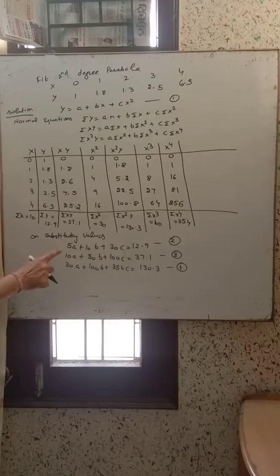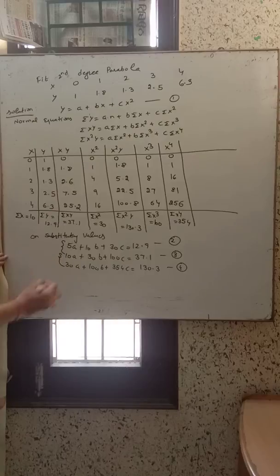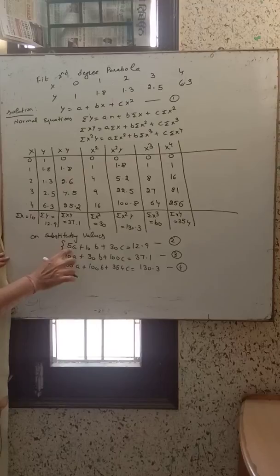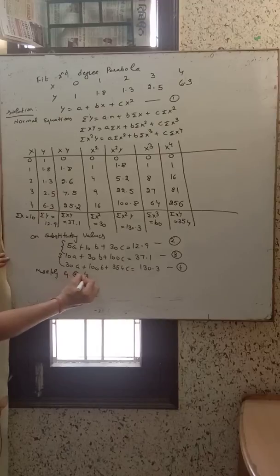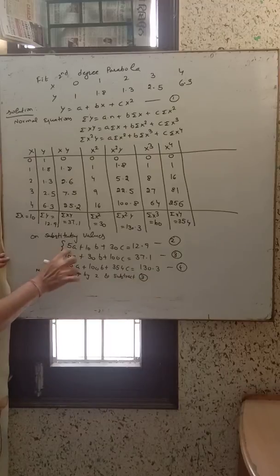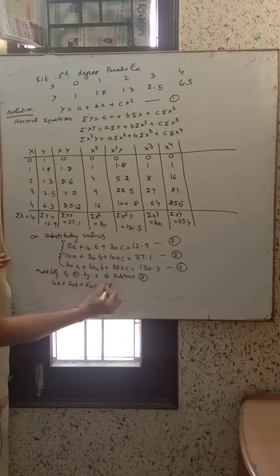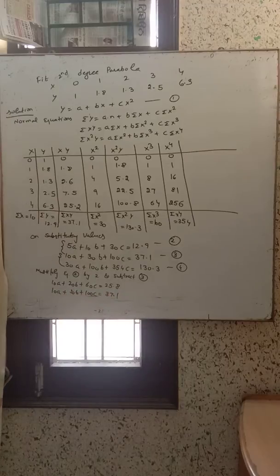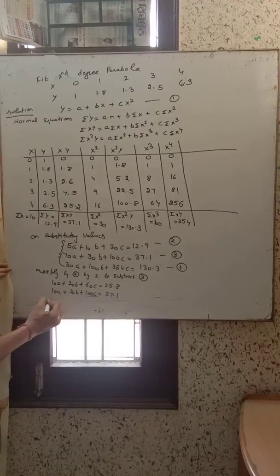First we eliminate A from equation number 2 and 3. And similarly we eliminate A from equation number 3 and 4. To eliminate A between 2 and 3, we multiply equation 2 by 2 and subtract equation number 3. So this gives us 10a, 20b, 60c, 25.8, and 10a, 30b, 100c, 37.1. We subtract these two.